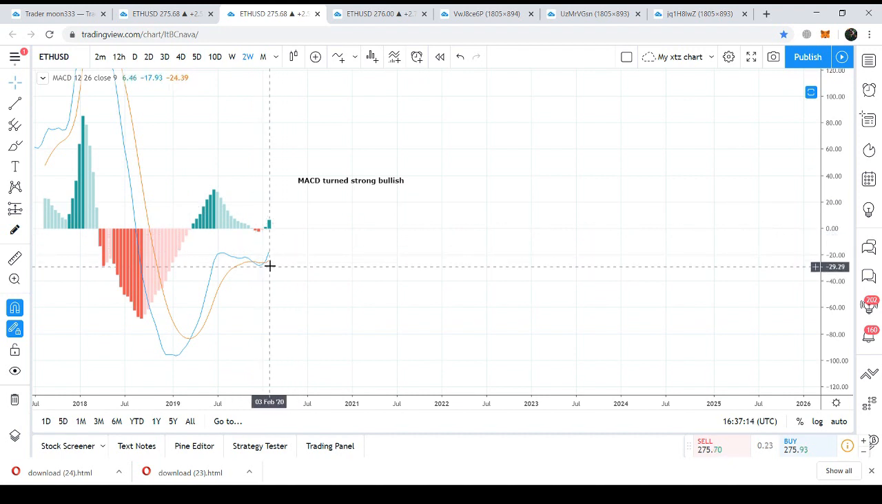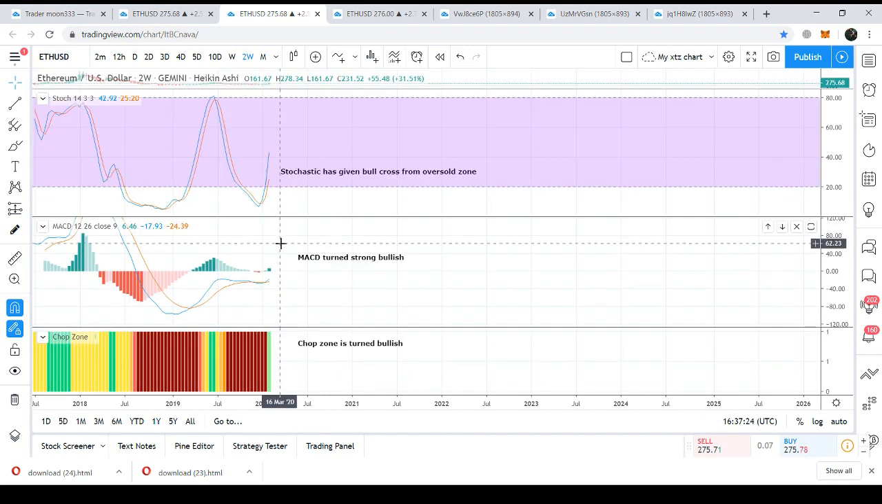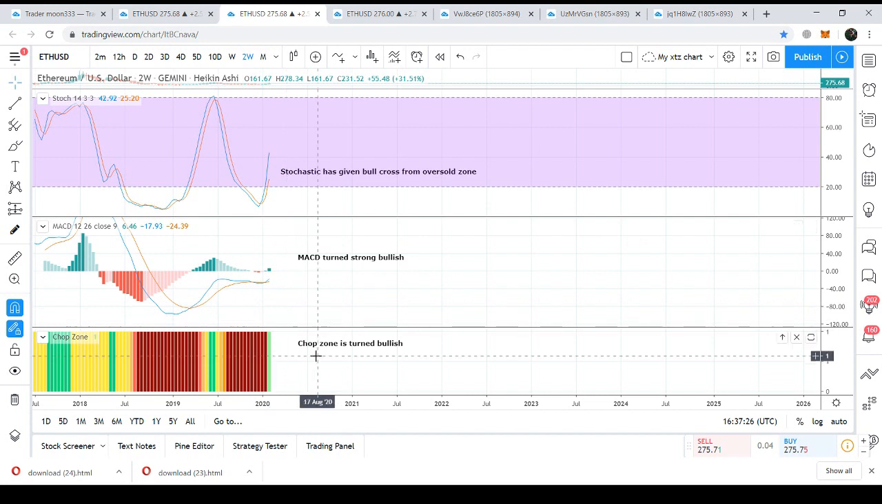The moving average convergence divergence has also given us a bull cross, and the histogram of the moving average convergence divergence has turned very strong bullish on this 2 week chart. And if we see the chop indicator, it has given us a very clear indication that the bearish trend is chopped now, it is finished now, and it has turned bullish. And soon we will see that it will turn strong bullish as well.